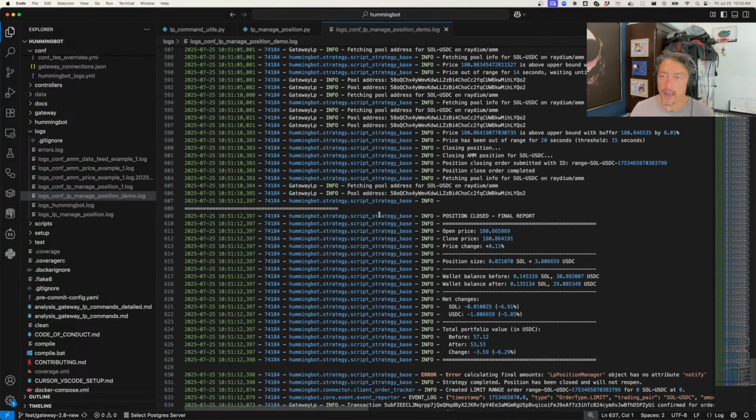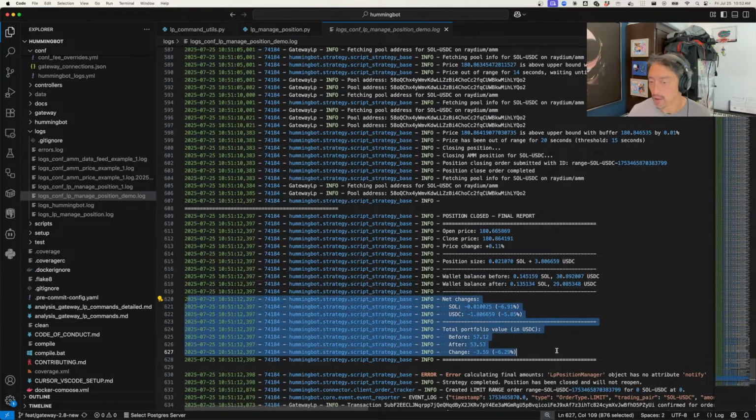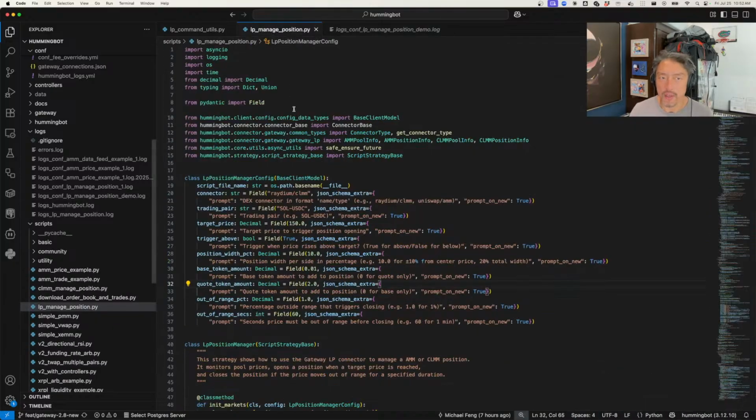At the very end, the price actually did move above the upper bound, and it was after 20 seconds. Then the script automatically closed that position. After it closed it, it provided a final report of what happened. So you can see the price change afterwards, how much the position was, the wallet balance before and after, and the net change in your P&L. This is still a pretty simple example, but I think this illustrates what you can do with Gateway.